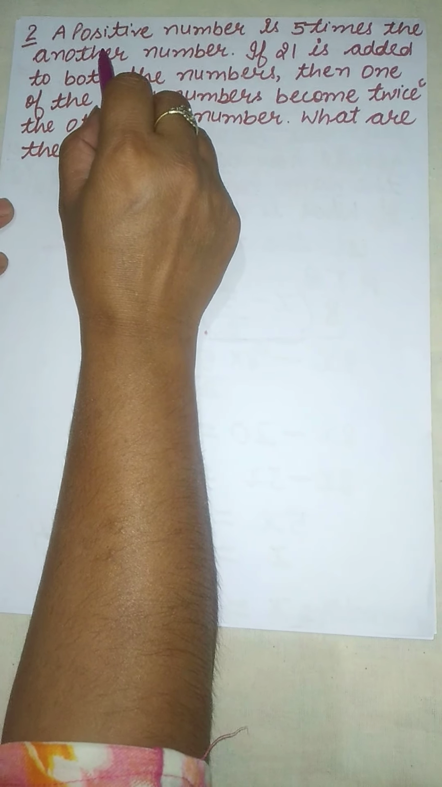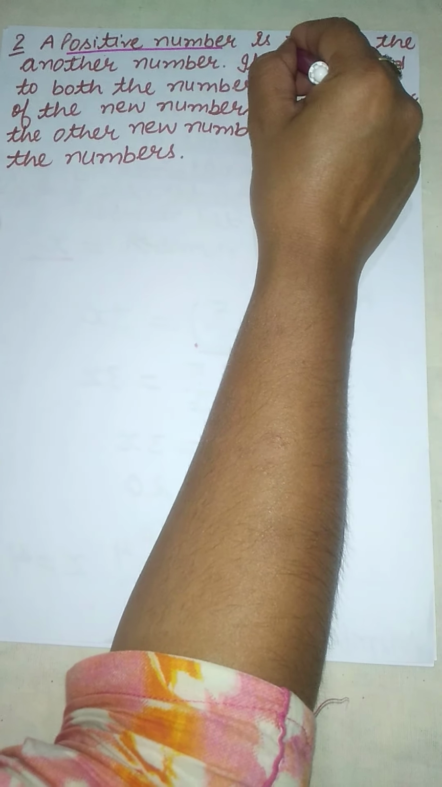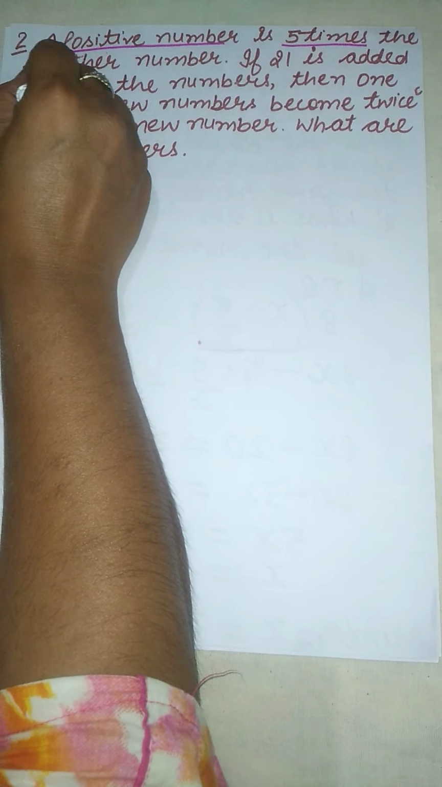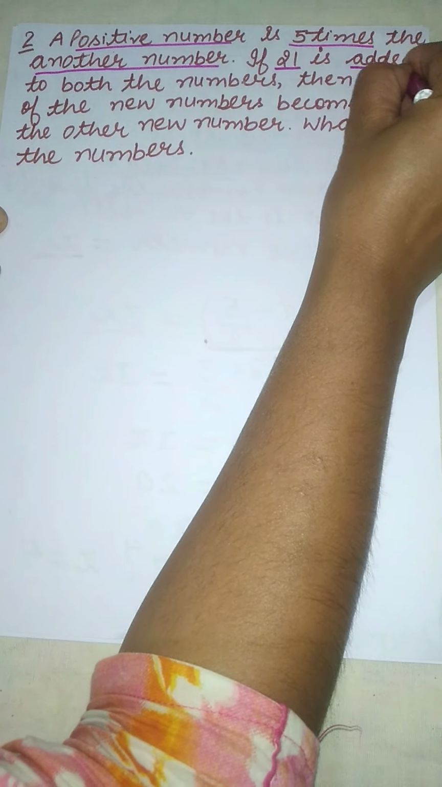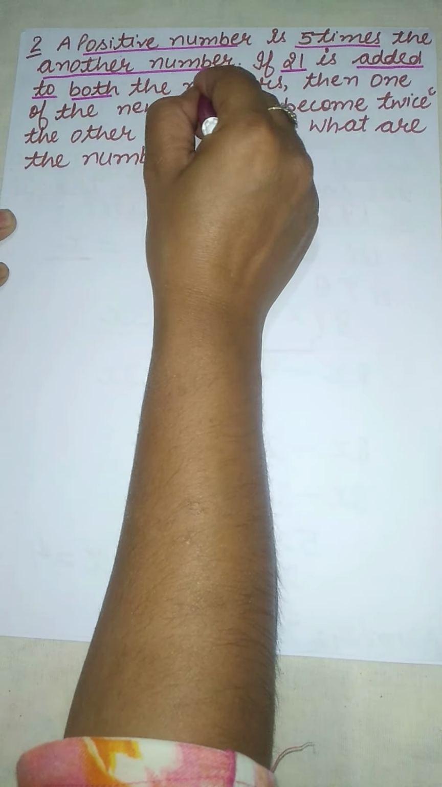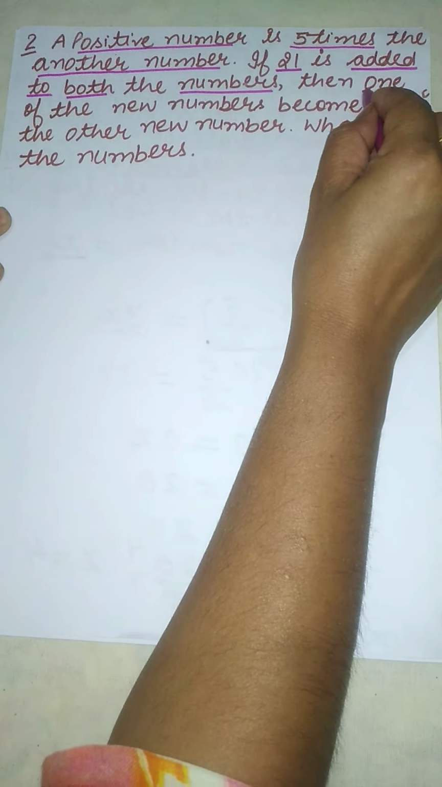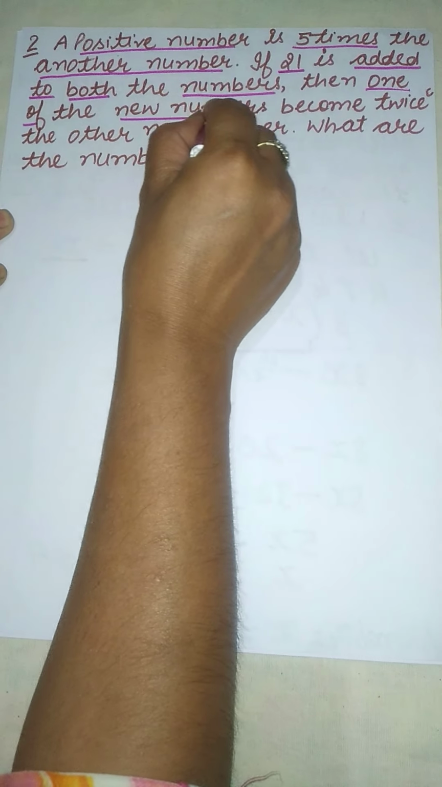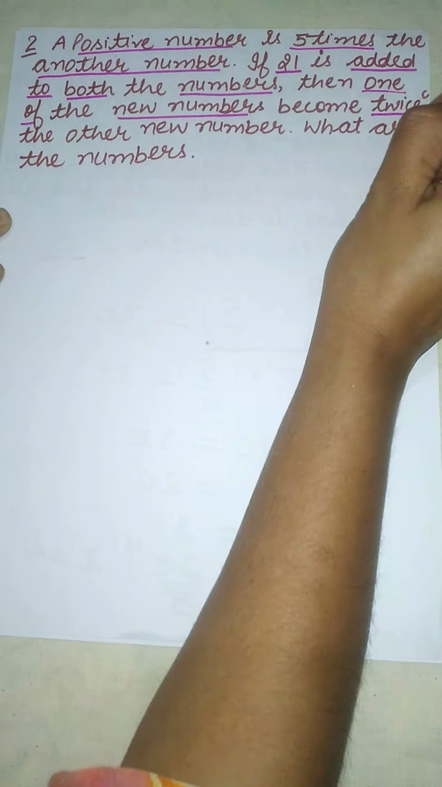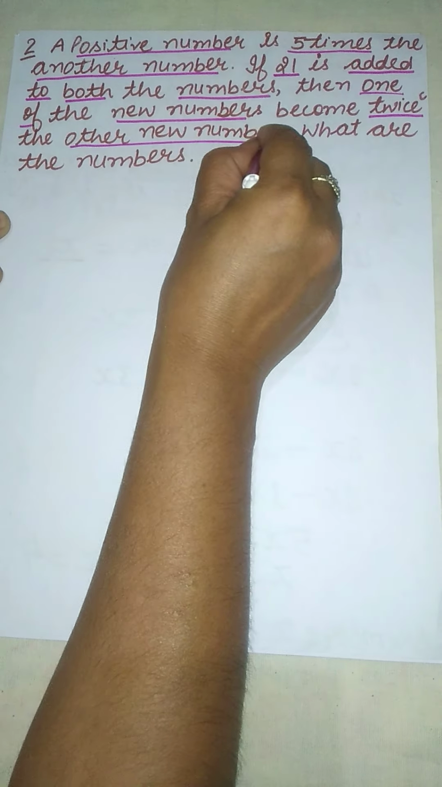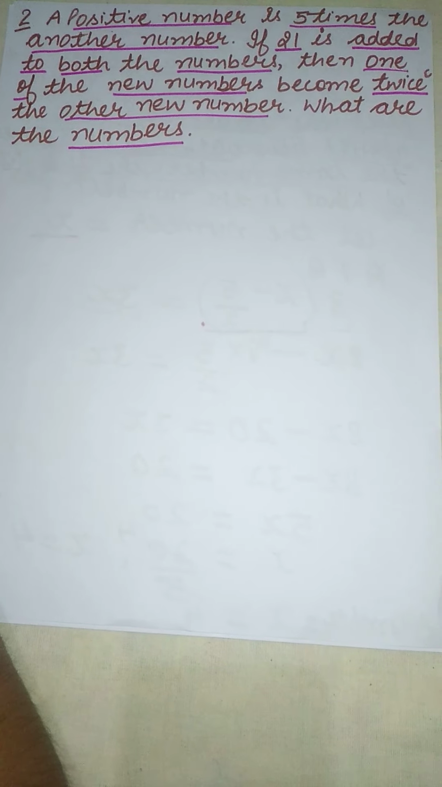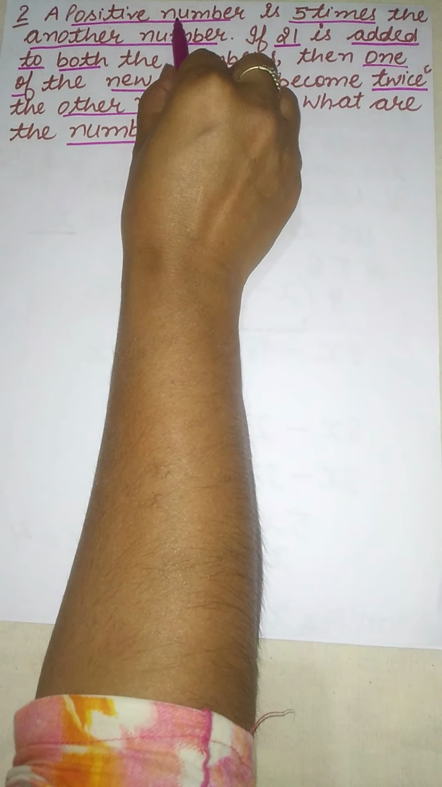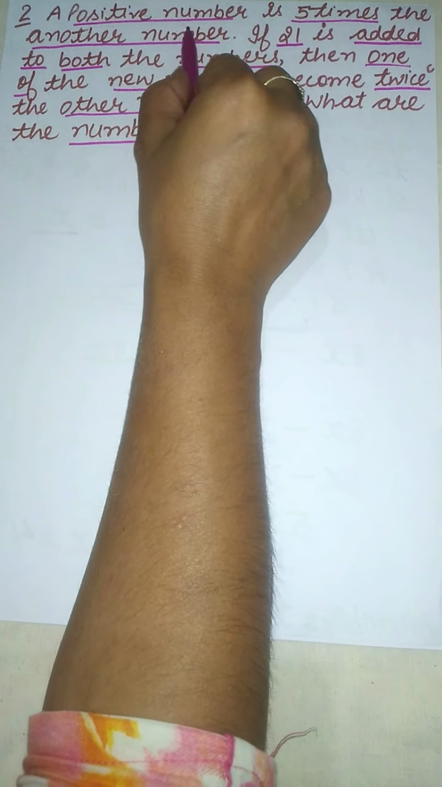Question number 2. A positive number is 5 times another number. If 21 is added to both the numbers, then one of the new numbers becomes twice the other new number. What are the numbers?